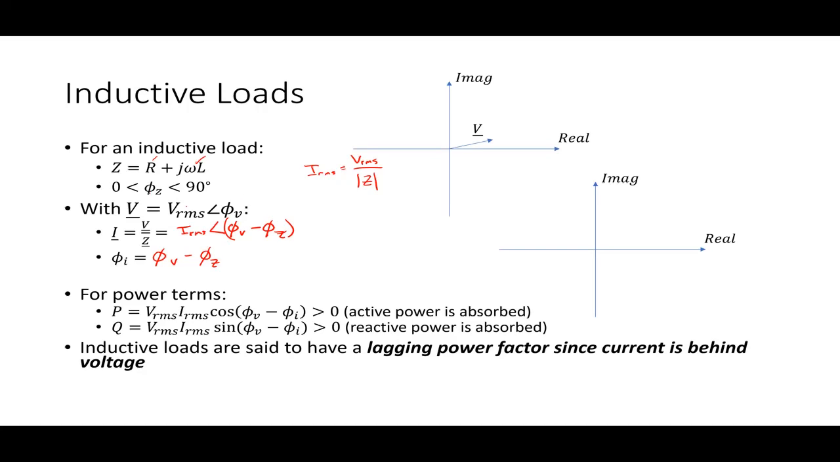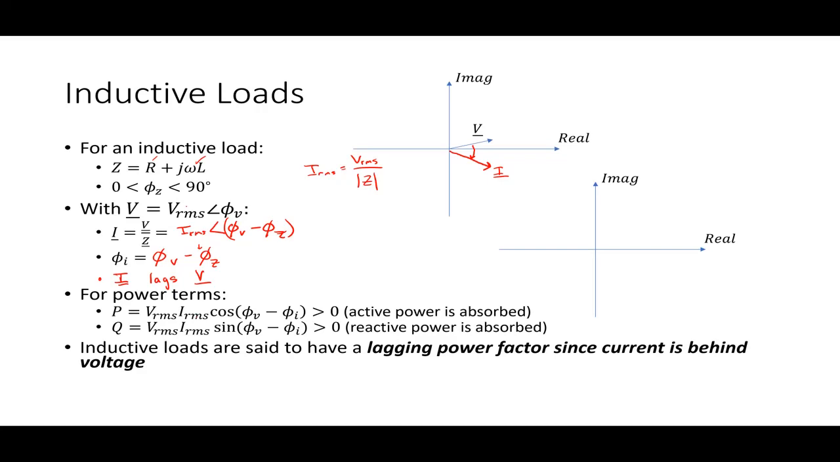Because my impedance angle is always going to be positive, I'm always subtracting a positive angle from the voltage angle to get to the current. That means I always have to go backwards from the voltage to get to the current. As a result, we say that the current I lags the voltage V anytime I have an inductive type of load. In other words, I have to go backwards to get from V to I, so we say that I lags V.